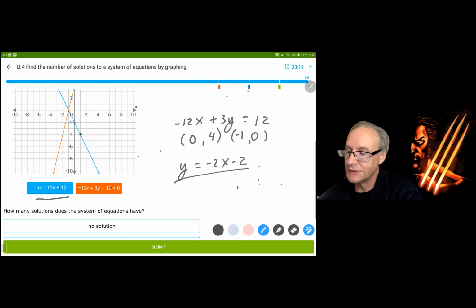So just before I go, I'm going to go ahead and test it. (-1, 0) should be my solution for both equations. If I put in -1, do I get 0? And I do. And if I put in -1 and 0, it is true. 12 minus 12 is 0. So that tends to support that I have the right answer there. One solution, and it looks like I'm done.